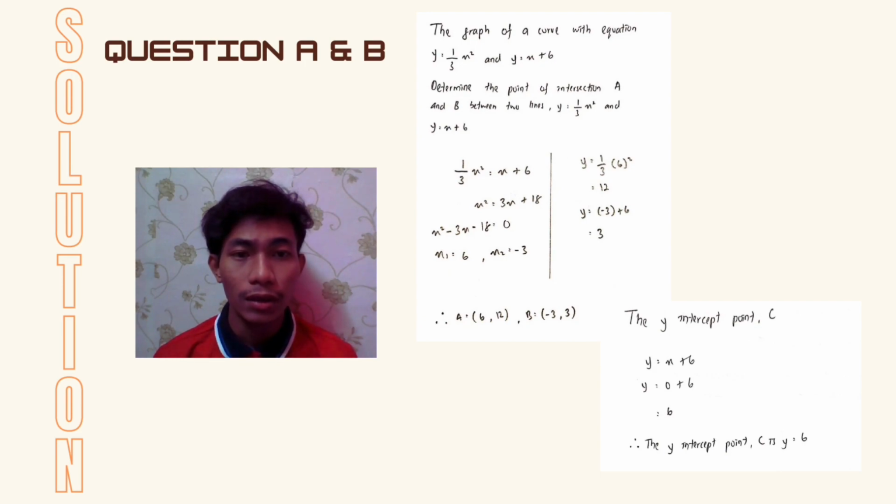Next, for the y-intercept point C, by using the second equation y equals x plus 6, we get 6. And the answer is the y-intercept point C is y equals 6.